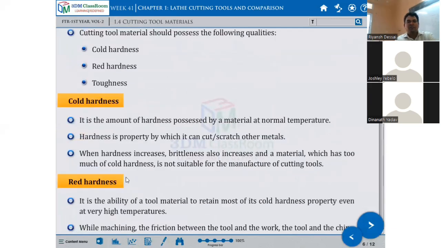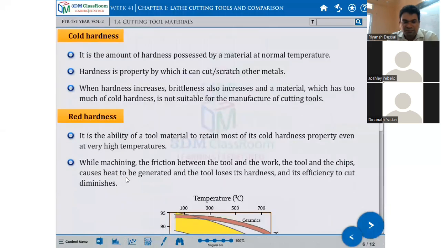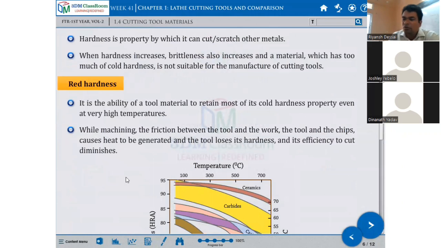Cold hardness is the amount of hardness possessed by metal at normal temperature. Hardness is the property of a metal by which it can cut and scratch other metal. When hardness increases, brittleness also increases, and a metal with too much cold hardness is not suitable for the manufacture of cutting tools. Red hardness is the ability of tool material to retain most of its cold hardness property even at very high temperature.